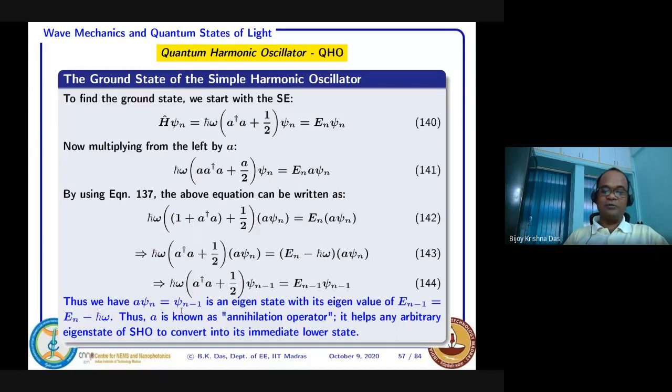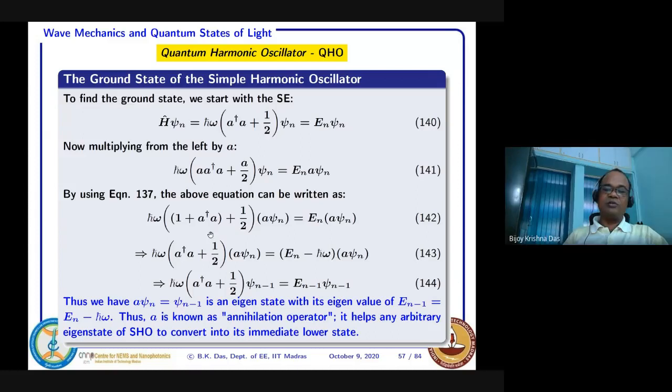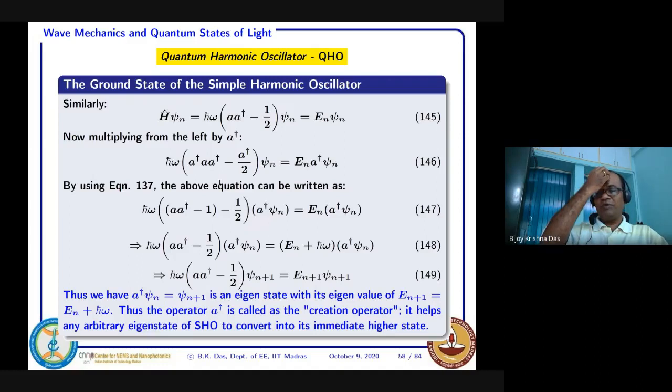Can you prove that? We have to operate A dagger on psi n, and then we will get psi n plus 1. So you have to follow the same process. You can use either form of the Hamiltonian, in terms of A dagger A or A dagger minus half. Here it is just shown how you can get this. So you start with another Hamiltonian, where you can define the Hamiltonian as A dagger minus half.